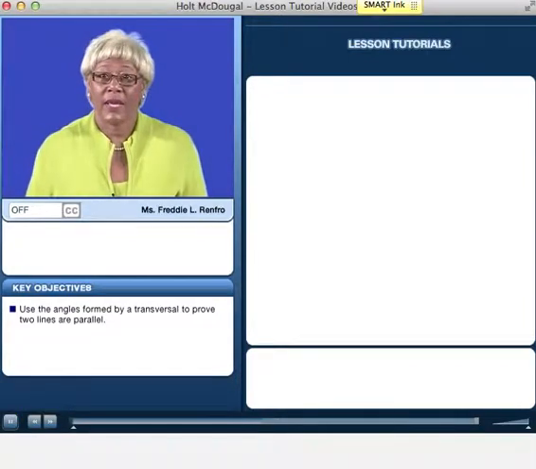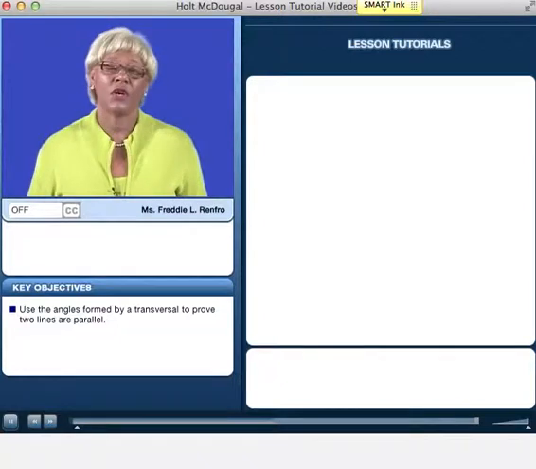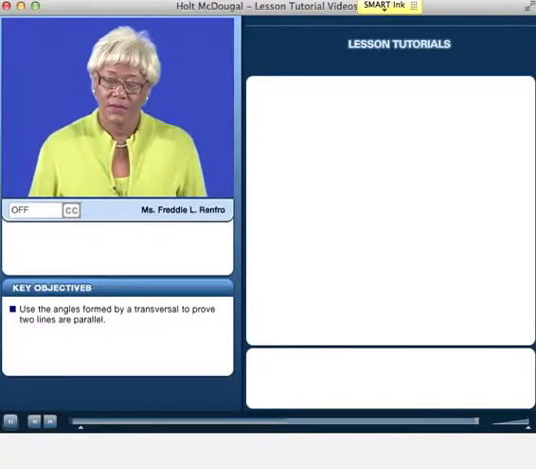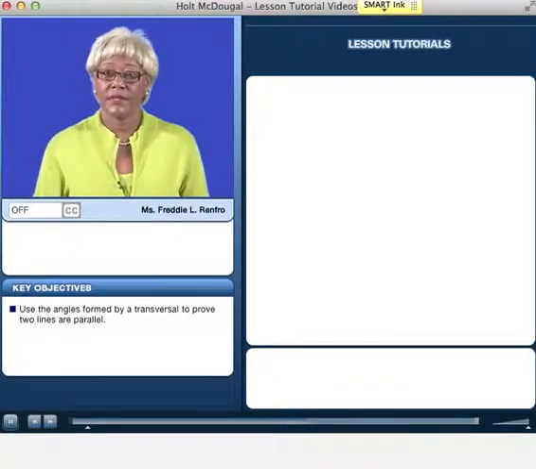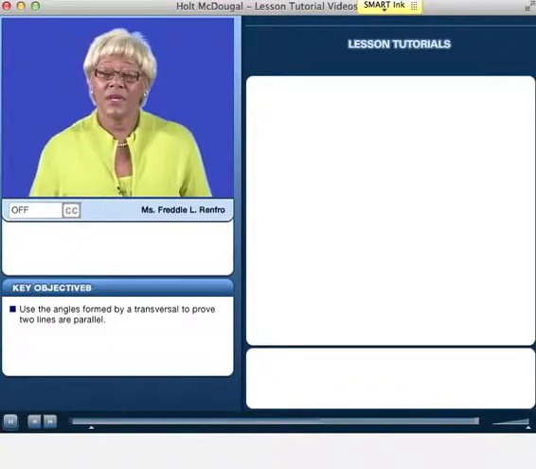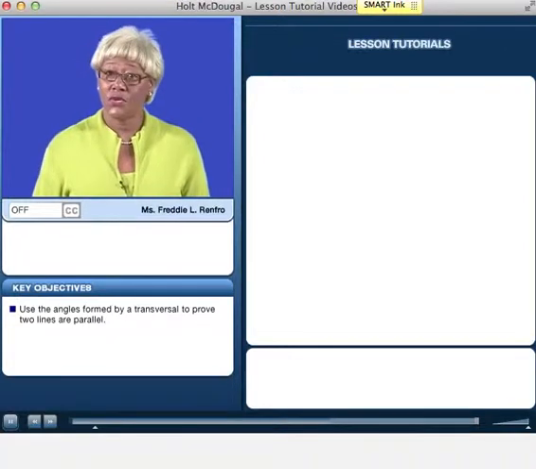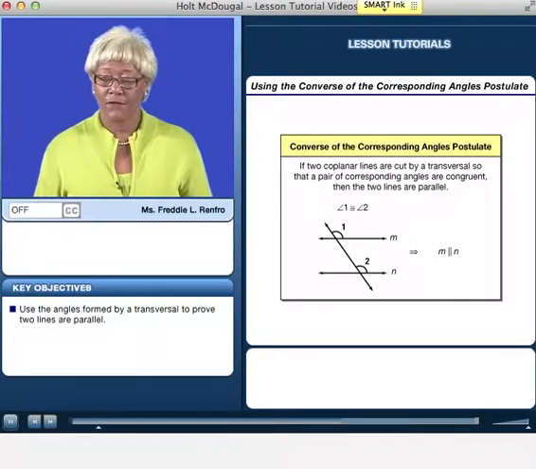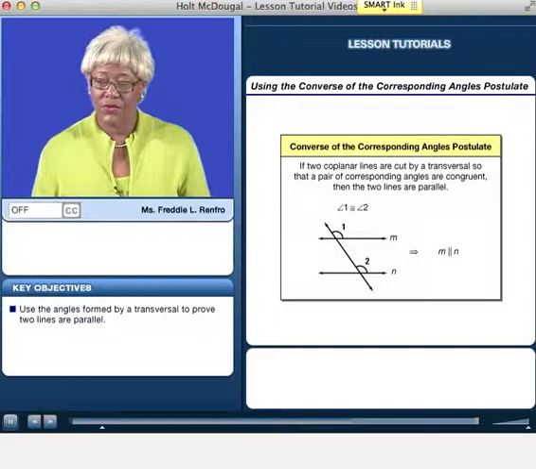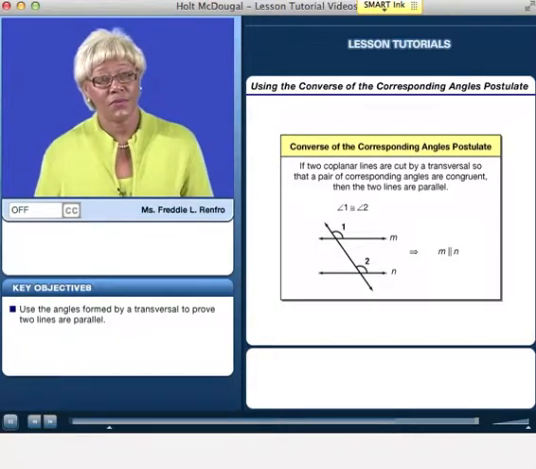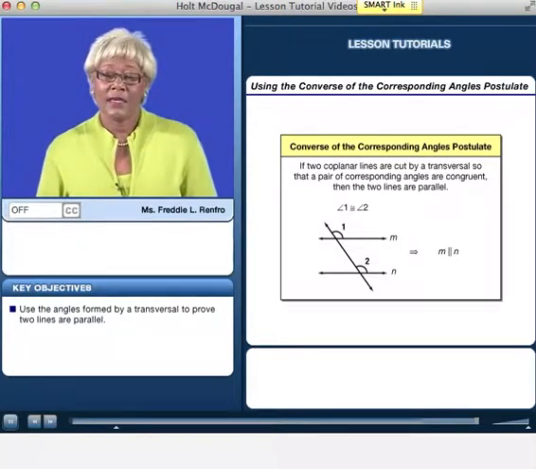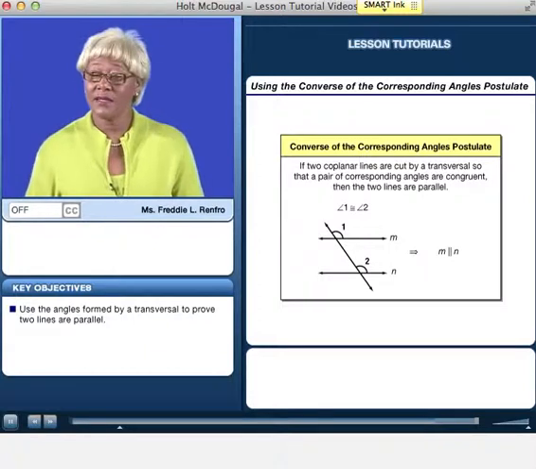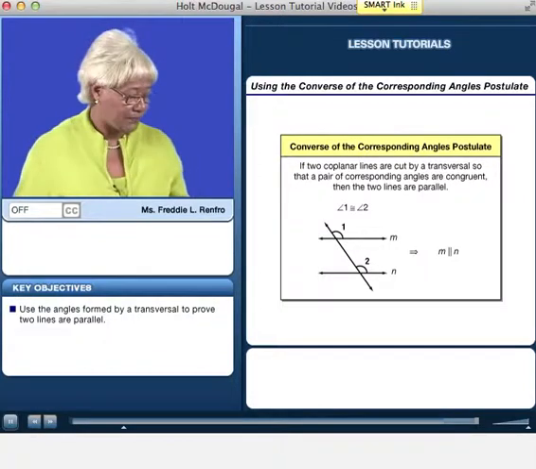You've already learned that if two parallel lines are cut by a transversal, then the pairs of corresponding angles are congruent. Well, the converse of that postulate is also true, which says that if corresponding angles formed when two coplanar lines are cut by a transversal are congruent, then those two lines are parallel. Now, knowing that postulate, let's look at proving lines parallel.